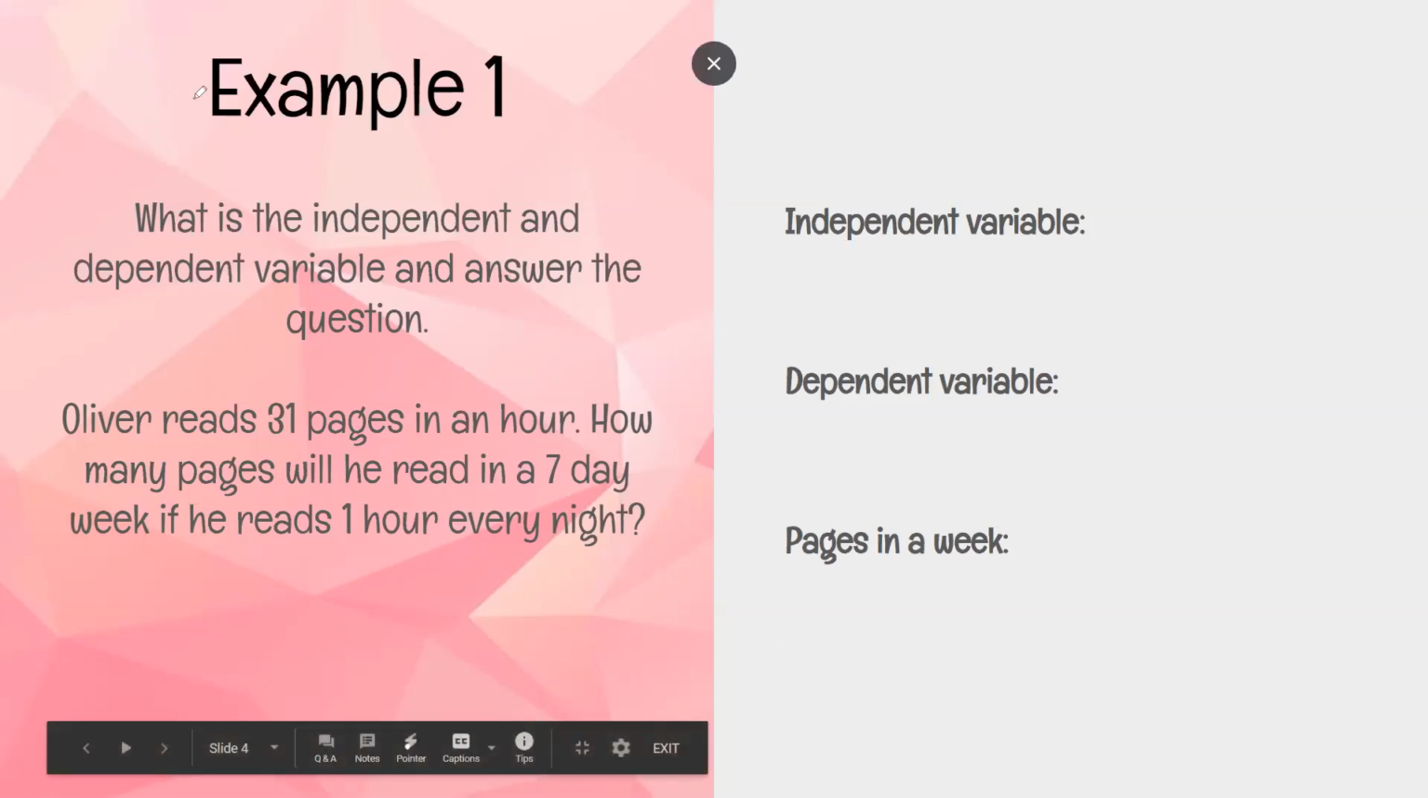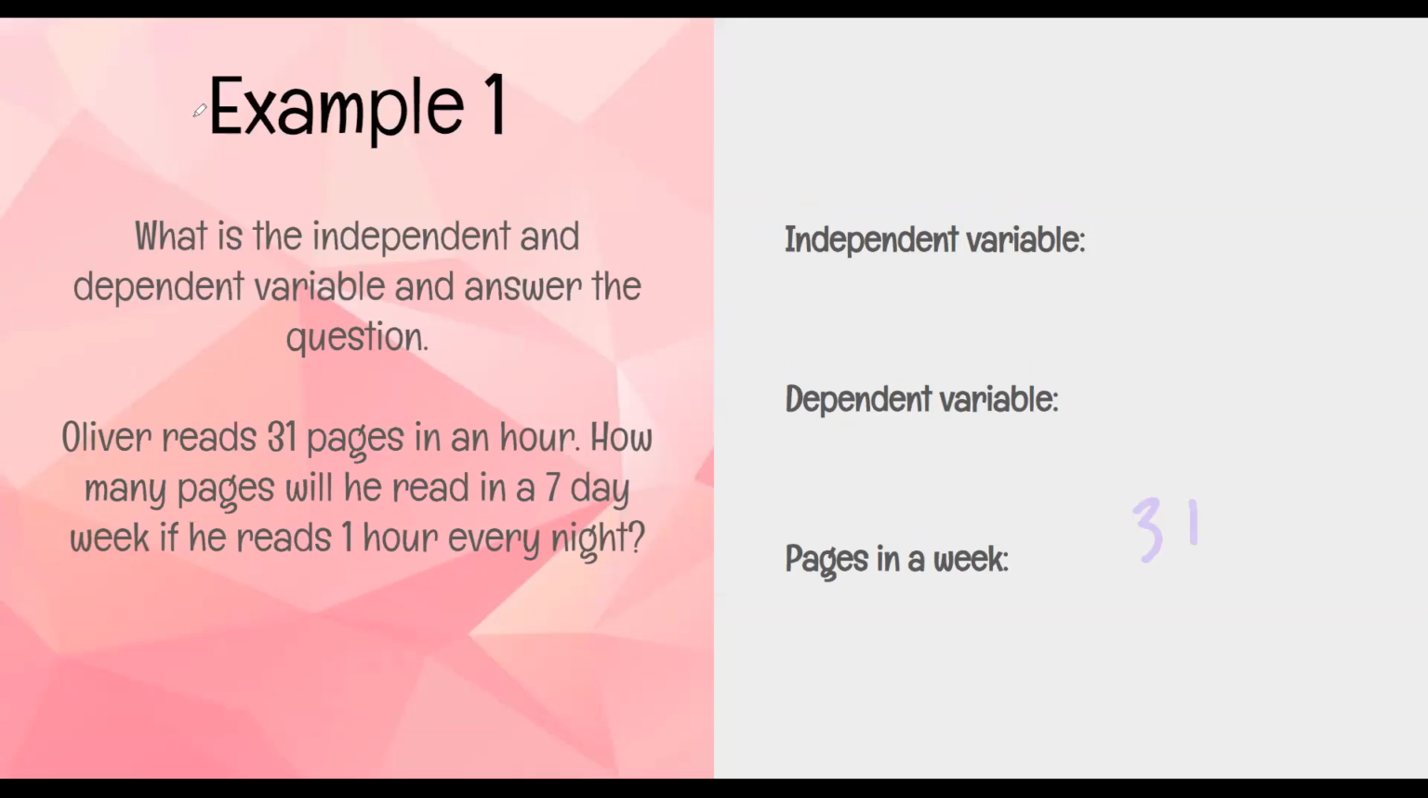So I have pages in a week. He reads 31 pages in an hour, and he's reading 7 days, 1 hour each day. So I'm just going to multiply this. So 7 times 1 is 7, and then 3 times 7 is 21. So he would read 217 pages in 1 week. So that would be the answer to that first part of this question.